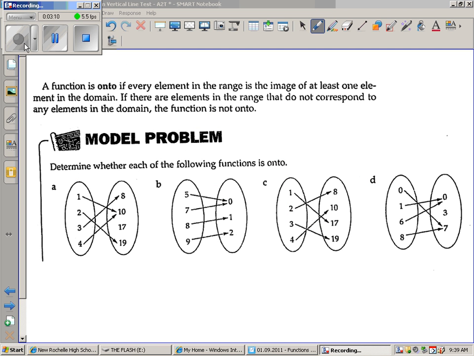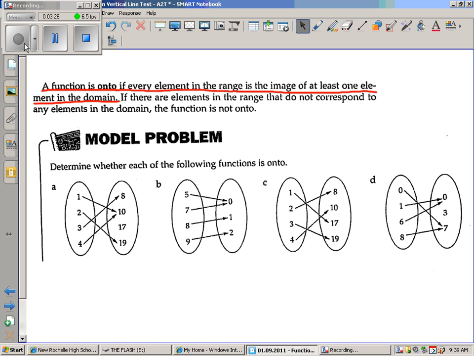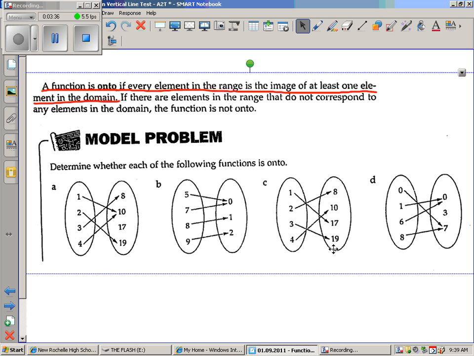We got to talk about a few random things. This is extremely rare, but it does come up. A function is onto if every element in the range is the image of at least one element in the domain. In other words, if there are elements in the range that do not correspond to any elements in the domain, the function is not onto. Onto means everybody in this second category gets covered by at least somebody. Nobody gets left out. Everybody has a pair.